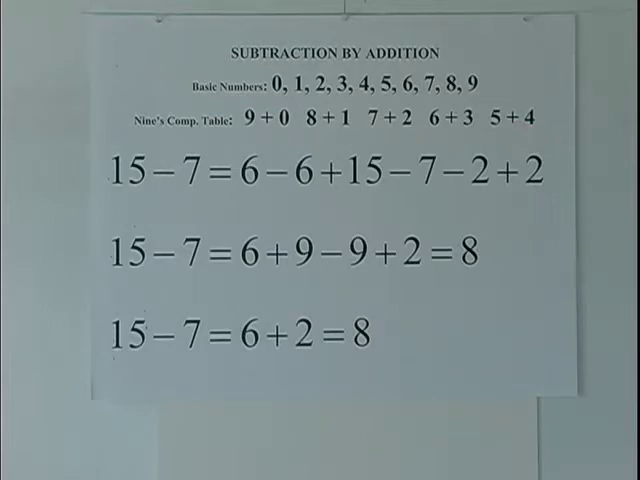And we can refer to this, or if we can do it mentally, that's fine too. If we say, what number added to 7 gives you 9? If you can think of that mentally, you put 2, or you may have to refer to the 9th complement table.